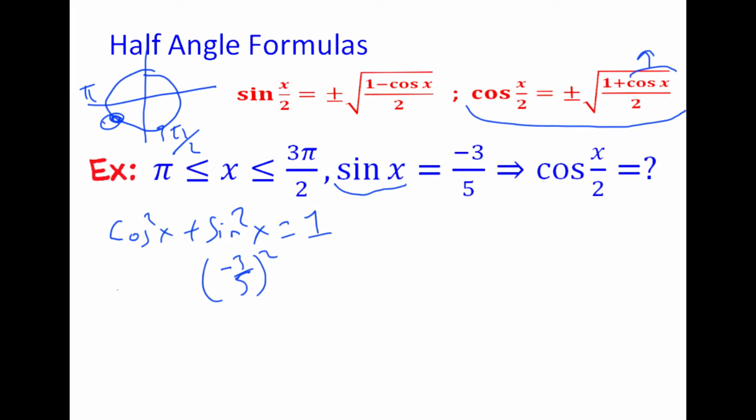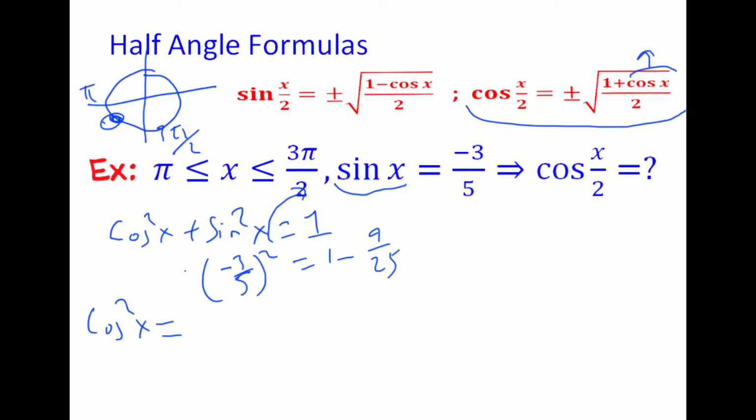And in the next step, we're going to have cosine square x as, this is going to be 9 divided by 25, right? So just send this to the right side, and the right side is going to be 1 minus 9 divided by 25, guys.